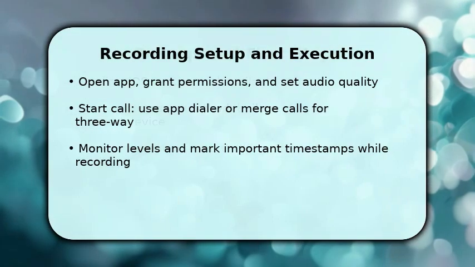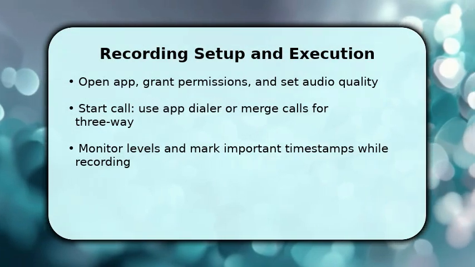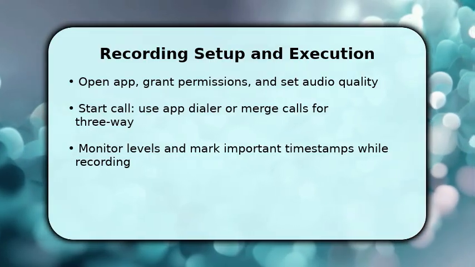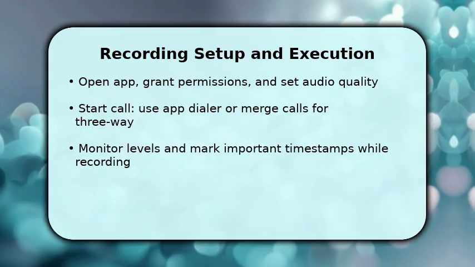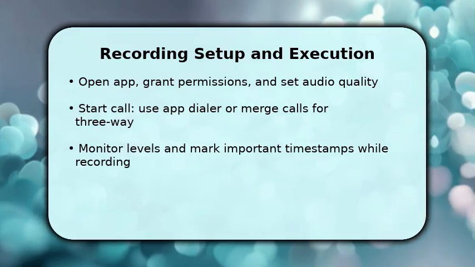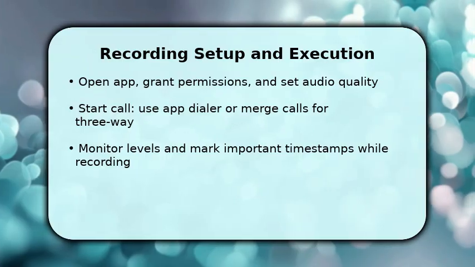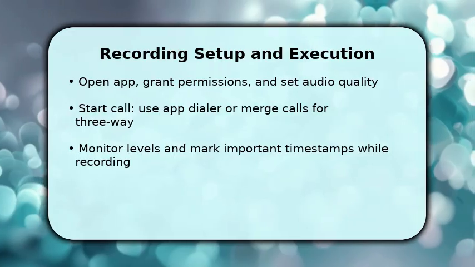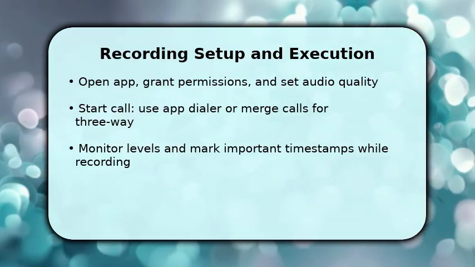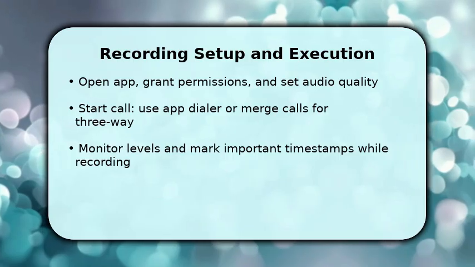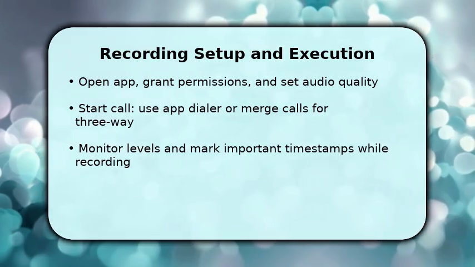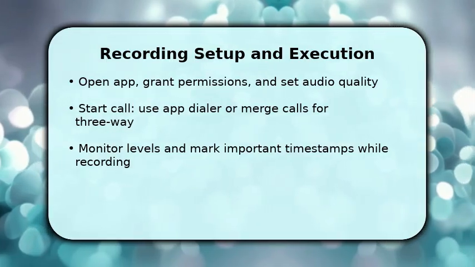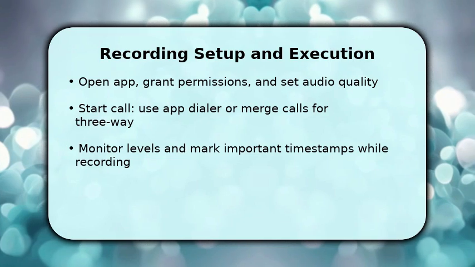Now you configure and run the recording. Open the recorder app, confirm permissions, and pick audio quality. Higher bitrates use more space but improve clarity. For phone calls, either place the call inside the app or initiate a call and merge with the app's recording line to create a three-way session. Once recording begins, watch input levels and mark timestamps for key moments so you can jump later. If you use speaker plus voice memos, position the phone and reduce background noise for best results.